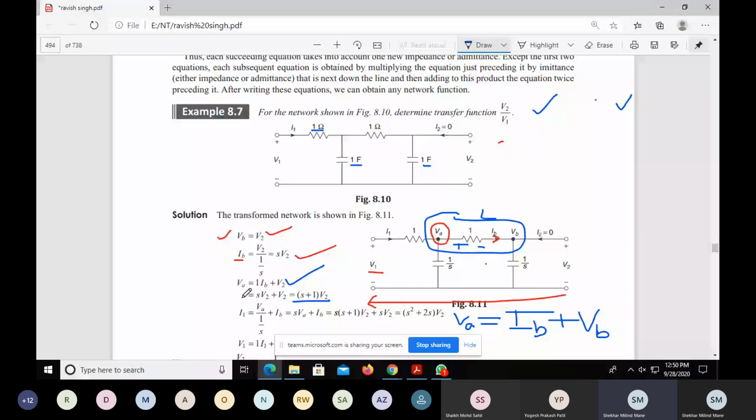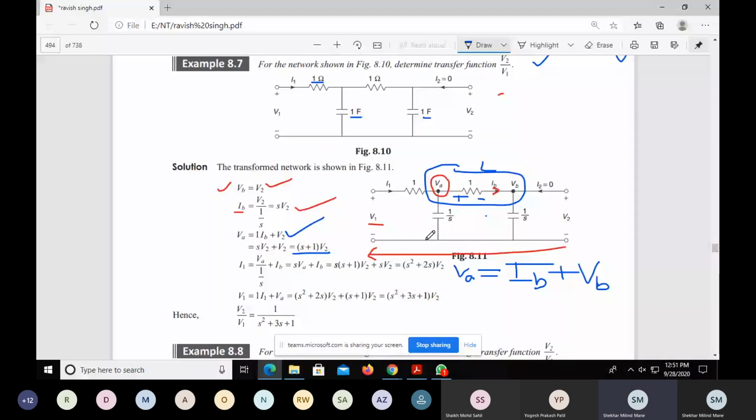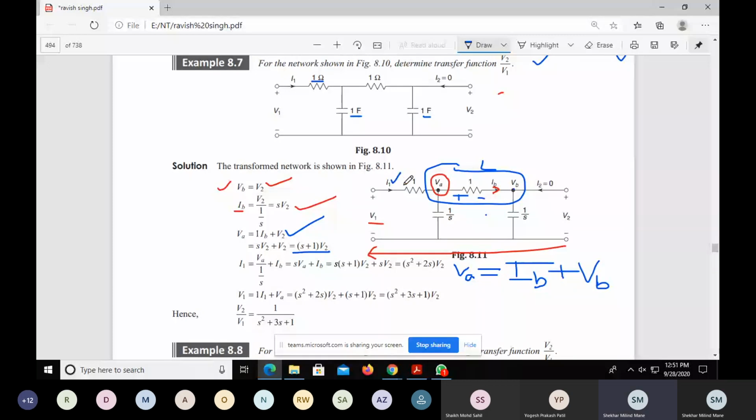Now our next target is V1. So V1 also we can write in this way. Then we have to write I1. So I1 is equal to, wait a minute.